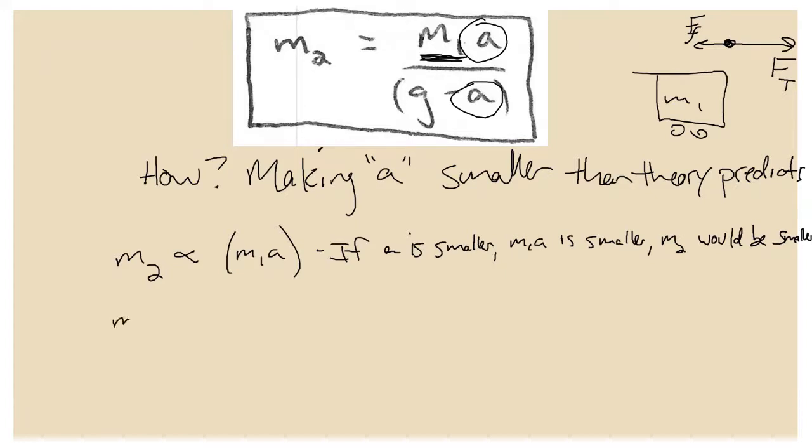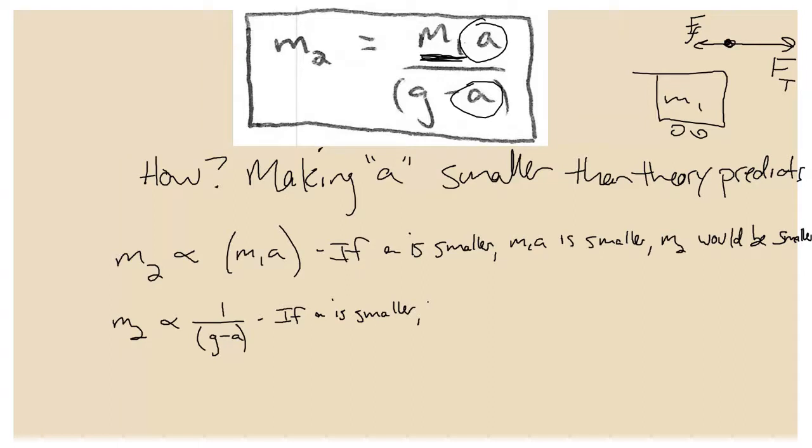Also, though, the equation says that M2 is inversely proportional to G minus A. And so now we have to work our way through that. Well, looking at this part of the equation, if A is smaller, then whatever G minus A is actually going to be bigger. Right? Let's round G to 10 for the purposes of this argument.